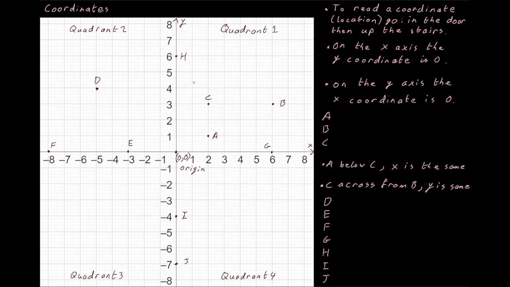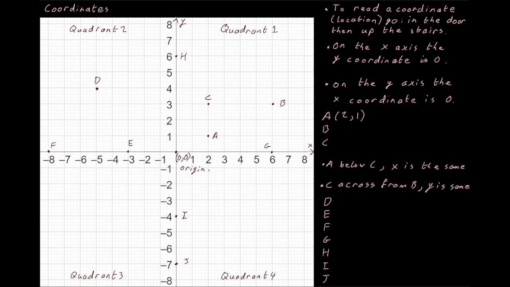So now we can start reading some coordinates, and we always start reading our coordinates from 0, 0, a place we call the origin. So our measurements always start from the origin, from 0, 0. If I wanted to read the coordinates of the point A, I would say I start at the origin and I walk in the door. I walk 2 spaces along from the origin, and I walk 1 space up to get to A. So A's coordinate would be in the door 2, up the stairs 1.